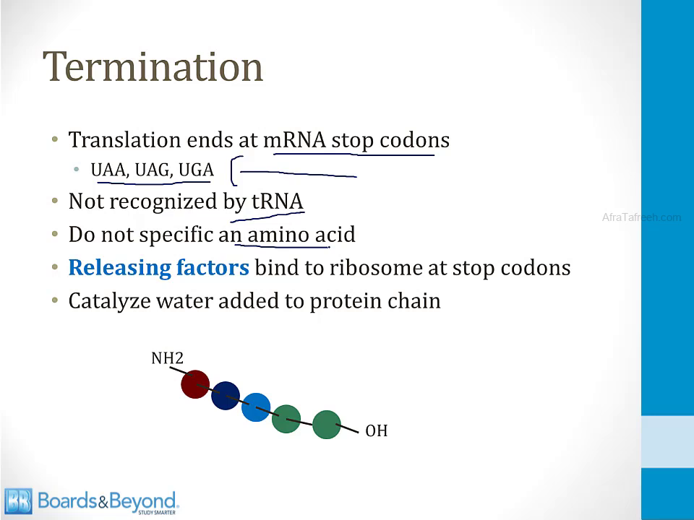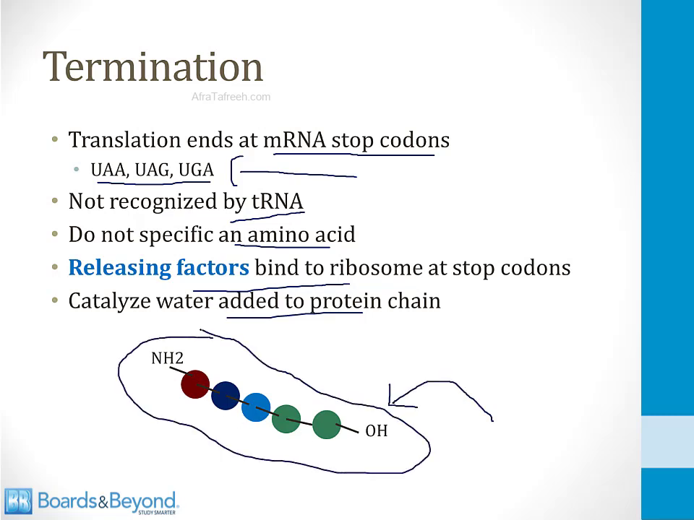They do not specify an amino acid. When a stop codon is encountered, releasing factors will bind the ribosome at the stop codon. This will catalyze the addition of water to the protein chain, and that will create an OH group at this end of the molecule, and we now have synthesized a protein chain.